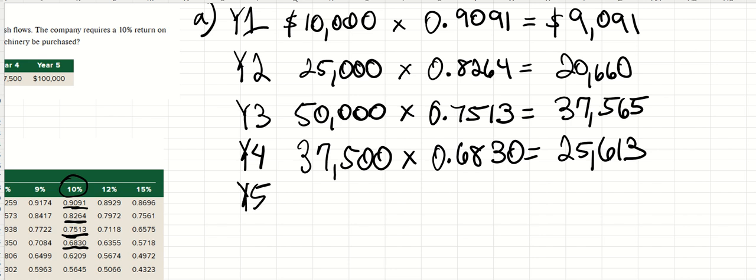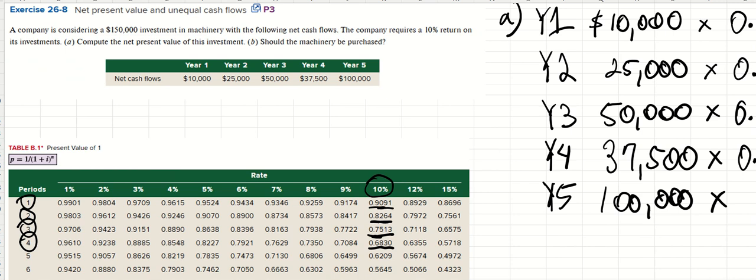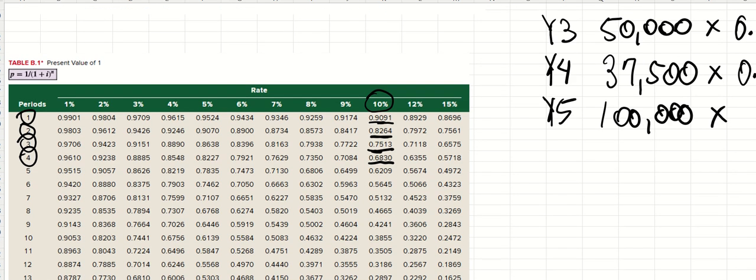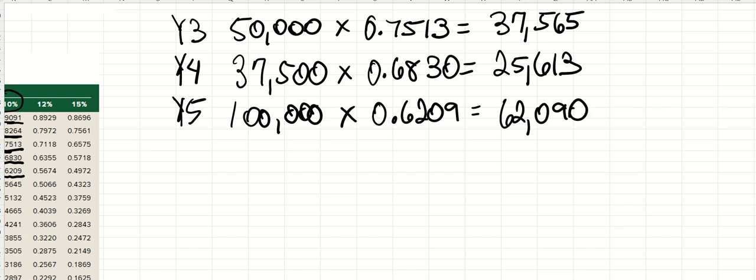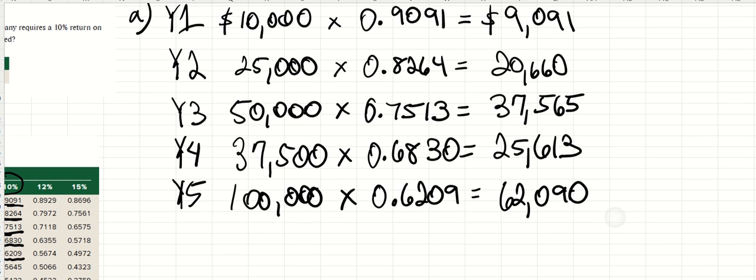Then we go to year five. Year five is going to be 100,000. Some big money there. So we go to period five, and the factor is going to be 0.6209. There we go, 6209. And then that's going to come out to be $62,090. Okay. So we see the difference here.